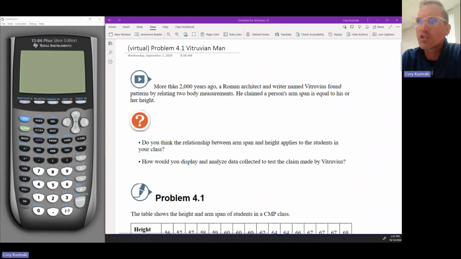But here's the situation. More than 2,000 years ago, a Roman architect and writer named Vitruvius found patterns by relating two body measurements. He claimed a person's arm span is roughly equal to their height. Okay, that's interesting. Do you think the relationship between arm span and height applies to students in your class? How would you display and analyze data collected to test this claim?